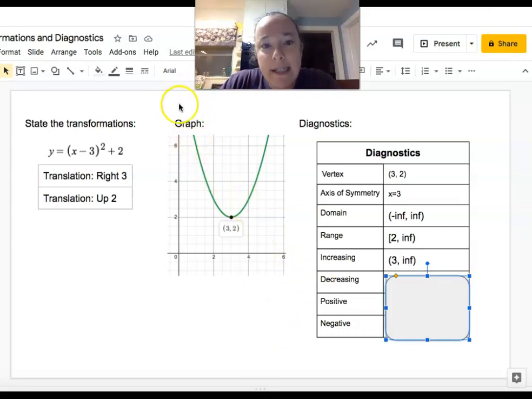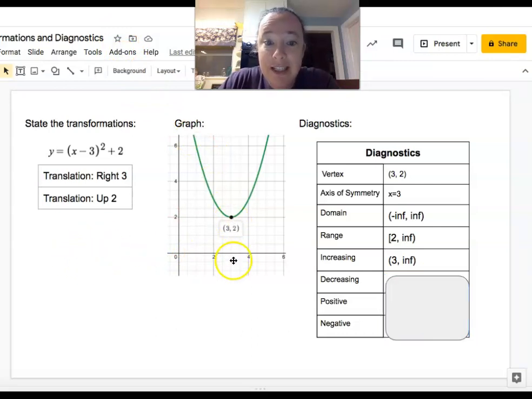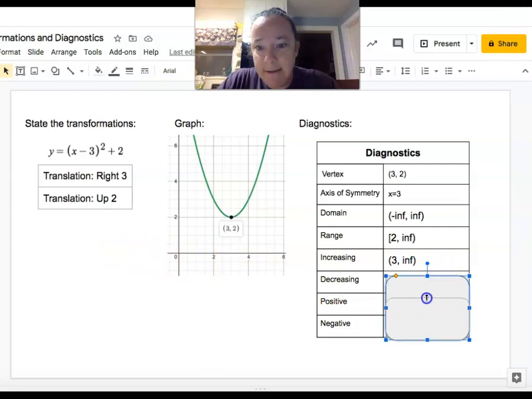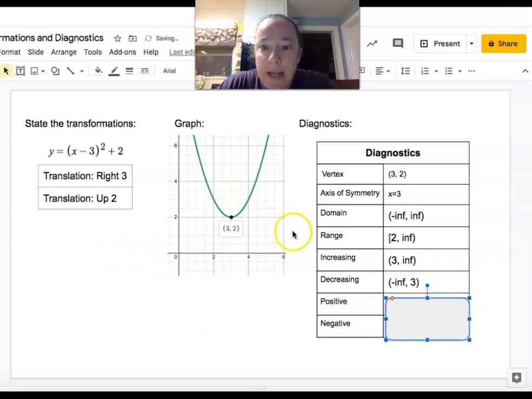Now, the decreasing is here to here. Remember, you're looking at x values. It's going to keep going like that, so those x values are negative infinity. If I were to smush this down to the x-axis, negative infinity all the way to 3. No brackets. All right. Now, where is this thing positive? Where is this thing living above the x-axis? And that would be all the time.